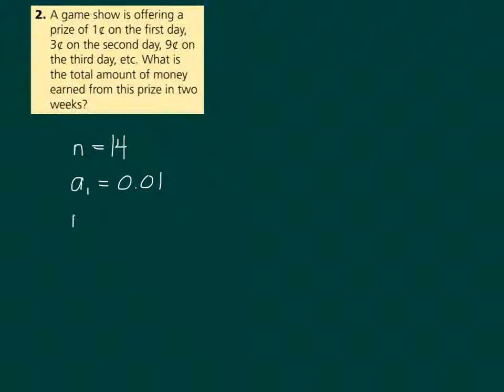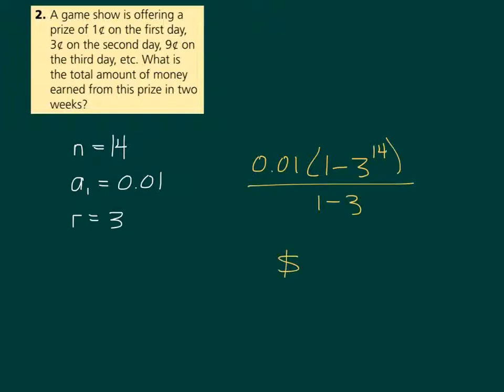What is the common ratio? 3. So what is the sum of this geometric series? When you do this, it is the first term times 1 minus r to the 14th all over 1 minus r. When you plug that in, you should get $23,914.84.